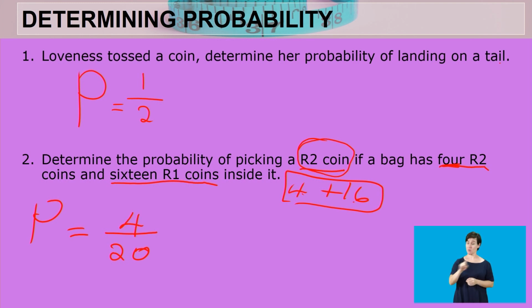The probability is 4/20, but because probability is always written in its simplest form, we have to check the highest common factor between the 2 numbers. It's definitely 4. So 4 goes once into 4, and it goes 5 times into 20. So it's 1/5.